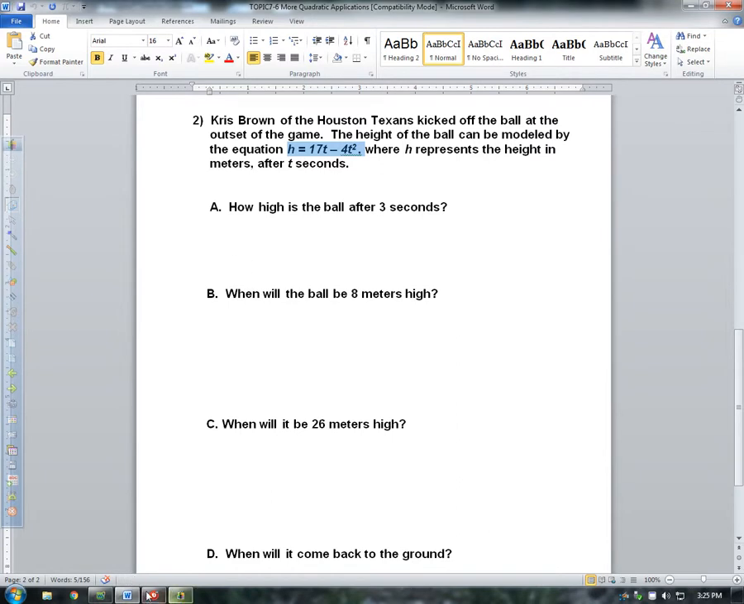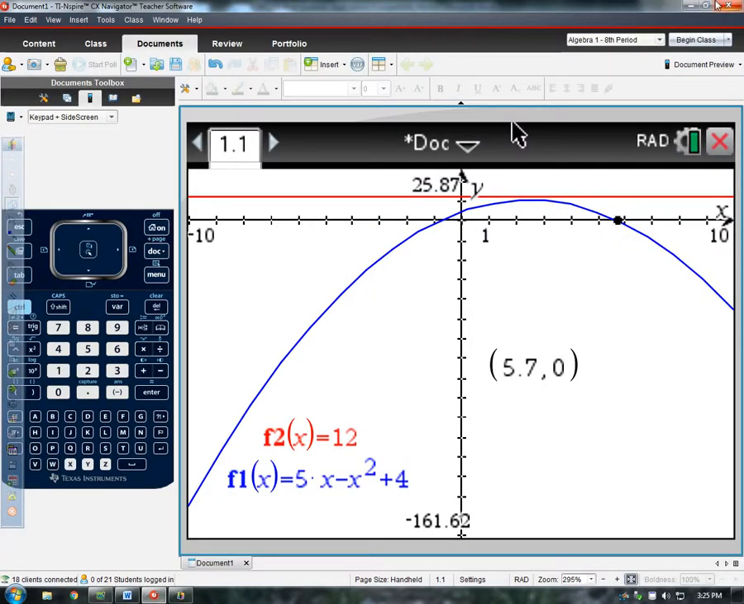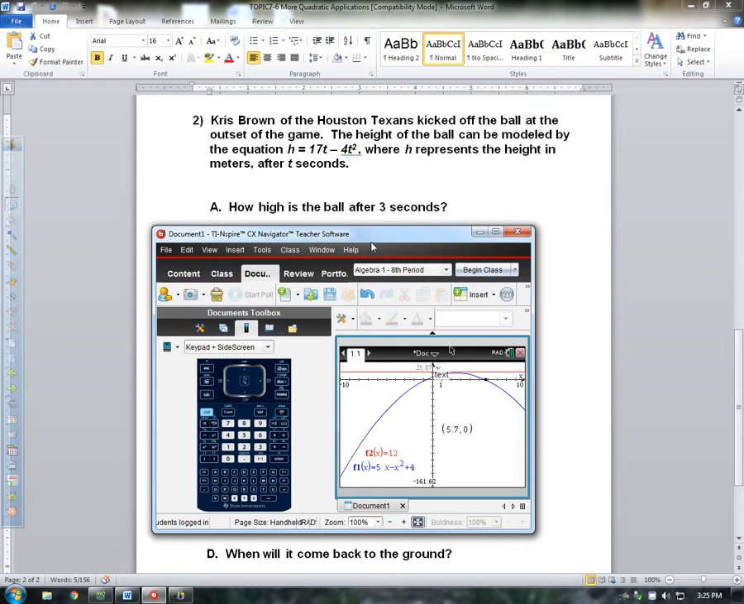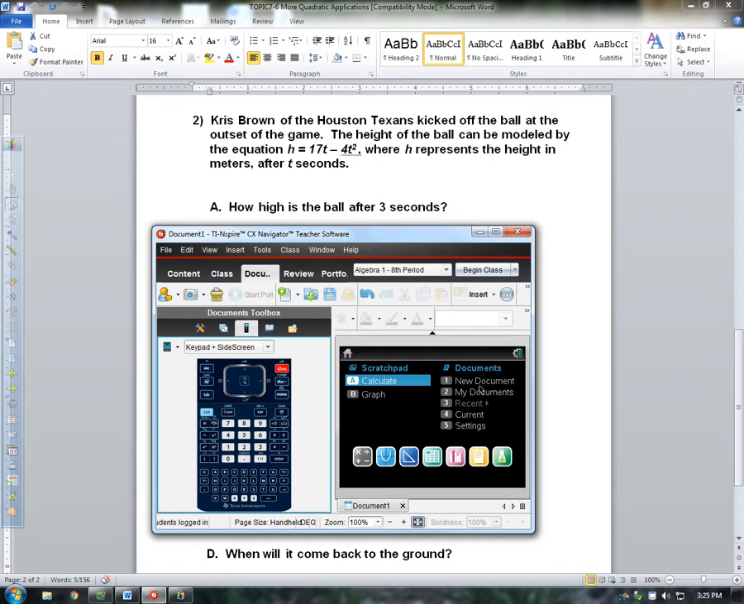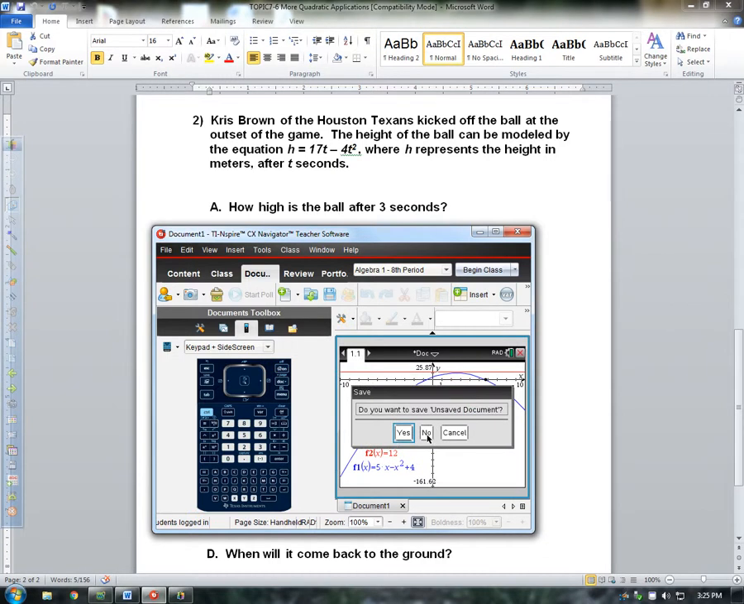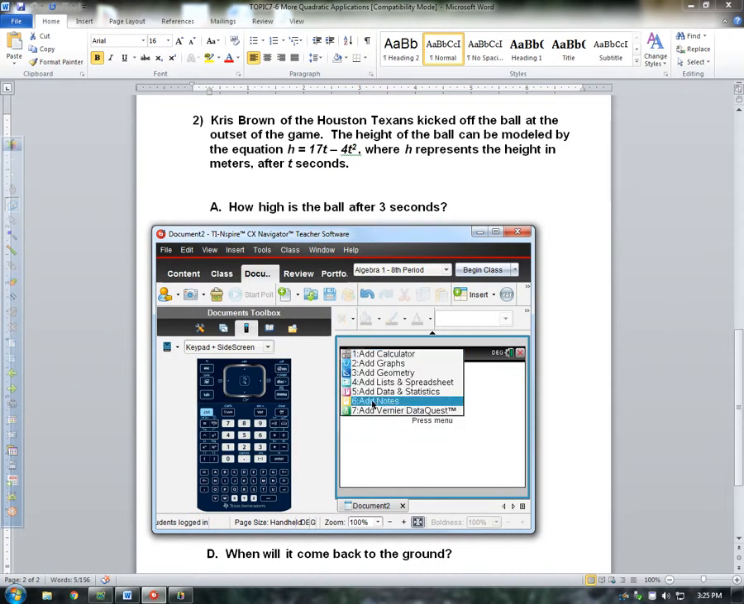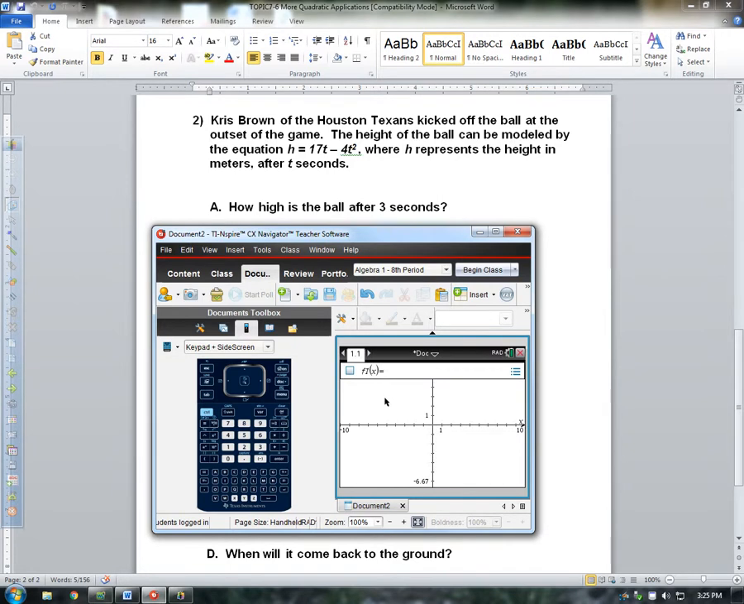So, let's go ahead and get in our calculator. I'm going to make it small again for a moment. Okay. Between each problem, I recommend doing a new document just to make sure nothing interferes. And then I'm going to go to Add Graph. So most of our quadratic stuff, unless we're looking for the roots, can be found in Graph. So that's where we're going to spend most of our time.